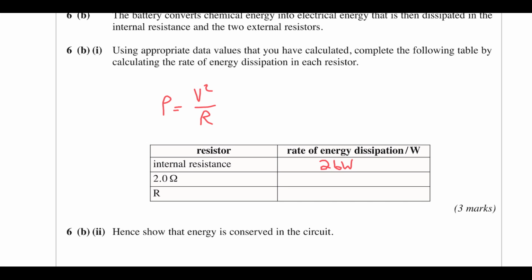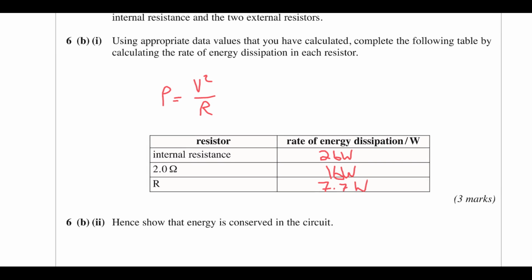Across the 2 ohm, it was 5.7. So 5.7 squared divided by 2 gives us 16 point something, so 16 watts. And across R, the potential difference again was 5.7. We figured out its resistance was 4.2 point something, giving us a power of 7.7 watts there. So we're using the potential difference across each of the components and the resistance of them.